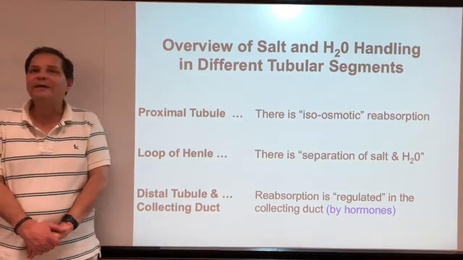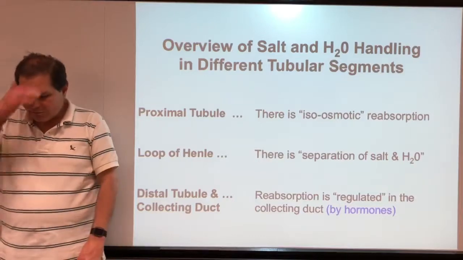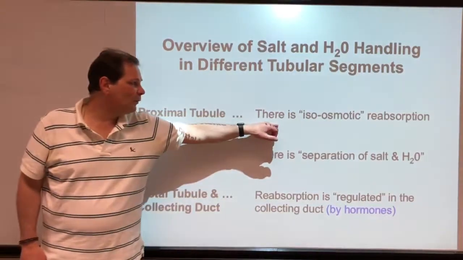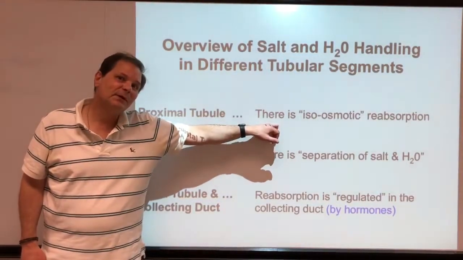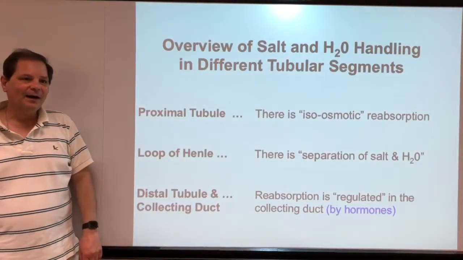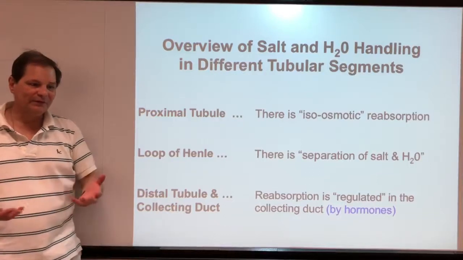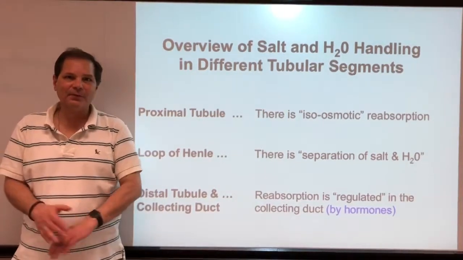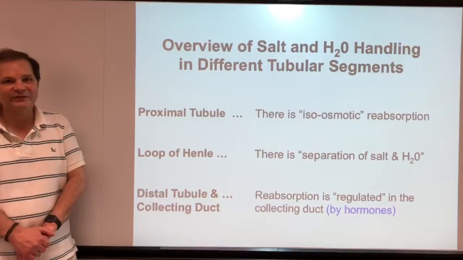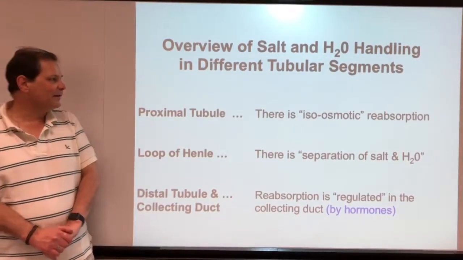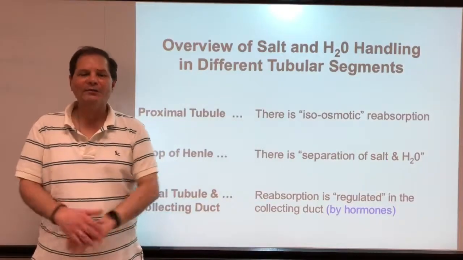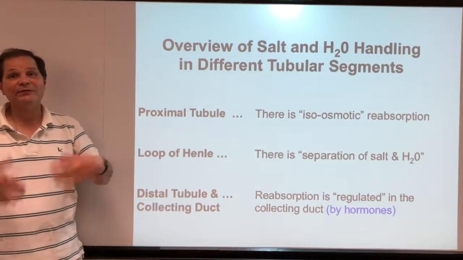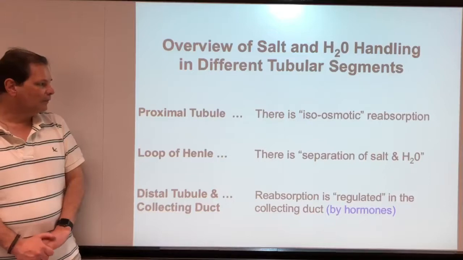Okay, so let's go through some of the nitty-gritty details of the salt and water handling in the nephron here. So here's a quick overview. In the proximal tubule, we get what's called isoosmotic reabsorption. And what that means is that the fluid, when it's filtered, has the same osmolarity as the plasma. And what's going to happen is, more or less, through the proximal tubule, that osmolarity will remain the same as the plasma. And the reason is because you're transporting sodium out, water follows the solute, and so the osmolarity of the tubular fluid is maintained because you lose the same amount of water as you do solute. Okay? We'll talk about that in a second.